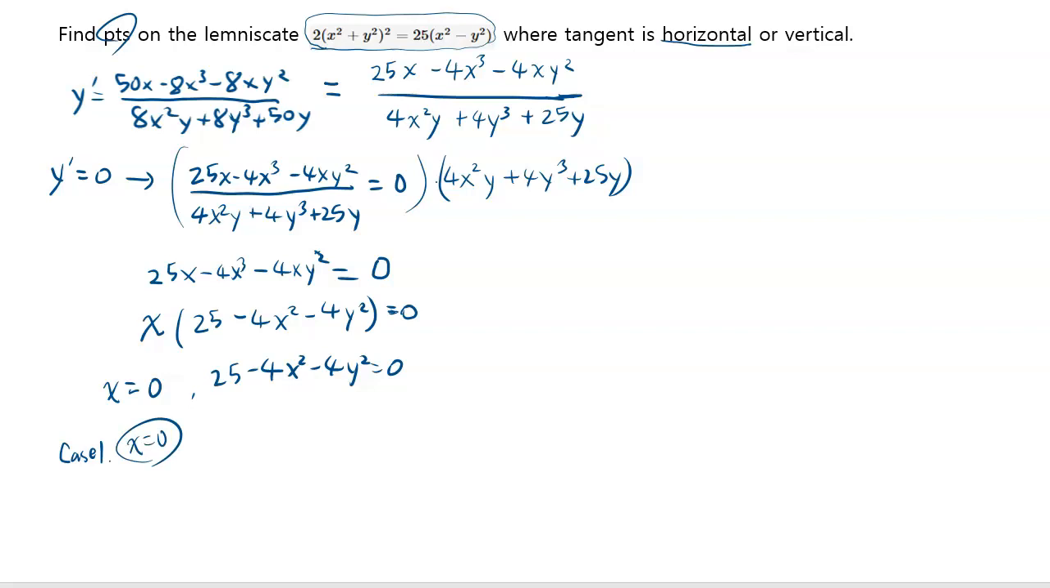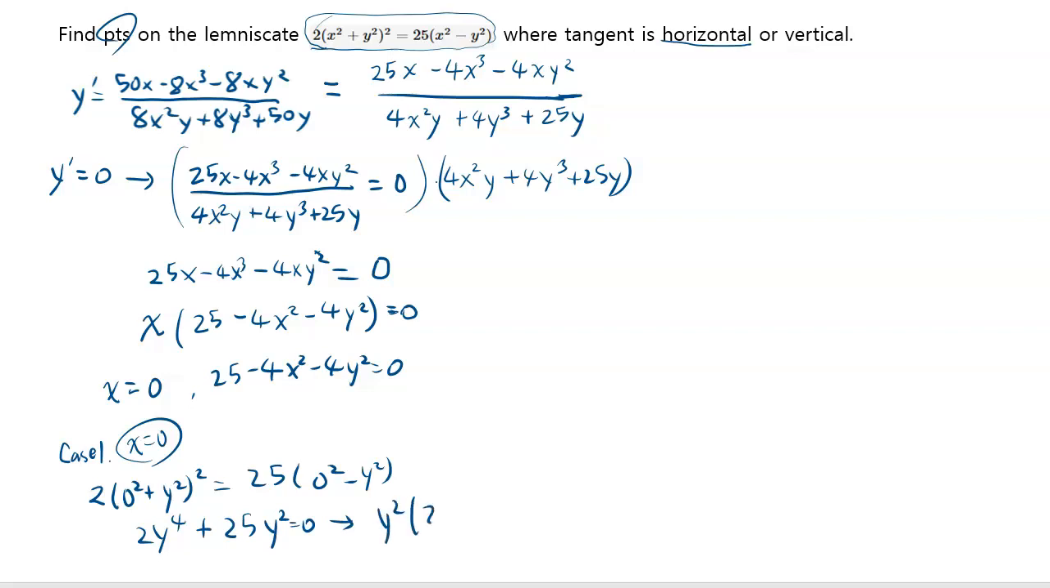What does that mean? Well, if x is 0, then this is one condition, and this original equation is the other condition, so you have to think about what this would mean when x is 0. So you plug in x equal to 0, you get 2 times 0 squared plus y squared squared equals 25 times 0 squared minus y squared. 0 squared is nothing, y squared squared is the 4th power. And then this is minus 25y squared. I can move that to the left side, and you get plus 25y squared equal to 0, which, if you factor the y squared out, you end up with y squared times 2y squared plus 25 equals 0.